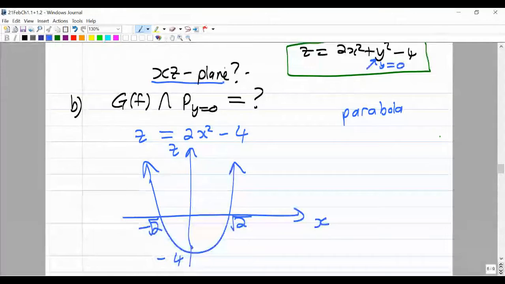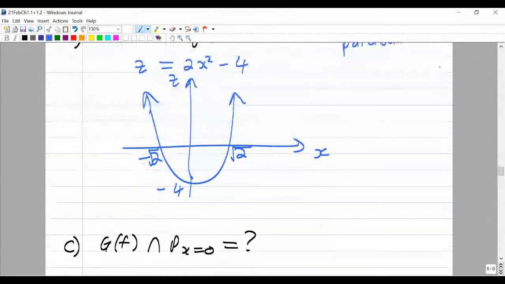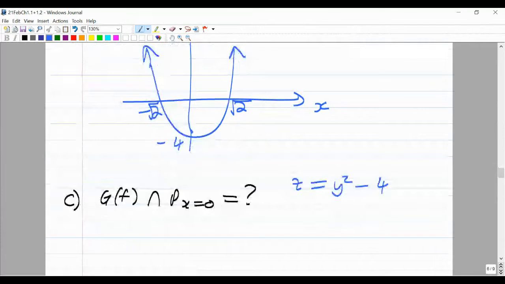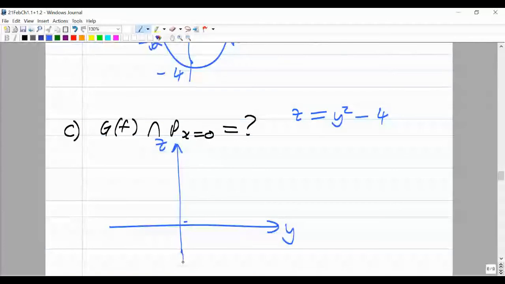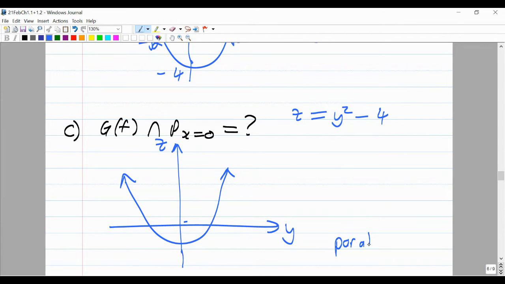So x equal to 0. Let me just quickly rewrite it. Now it will become z equal to y squared minus 4. And what is the shape this time around? If we sketch it in the y-axis and the z-axis, what shape is it? Yep, it's again a parabola. If you're like me and not really good at drawing things, just add the word parabola. Please indicate when y is 0, it cuts the z-axis at minus 4, and when z is 0, it cuts the y-axis at 2 and minus 2. There you go.